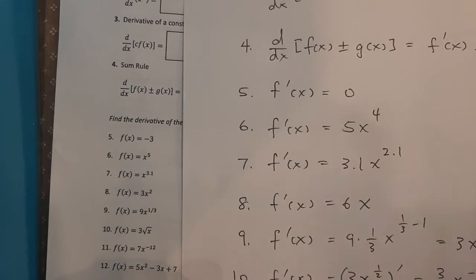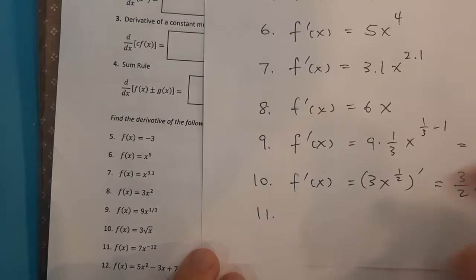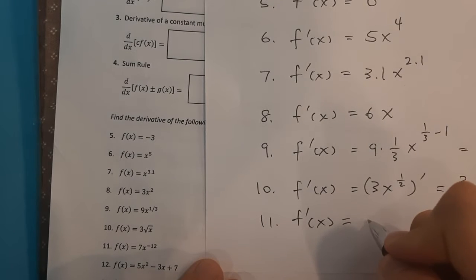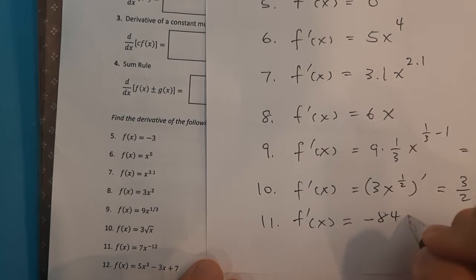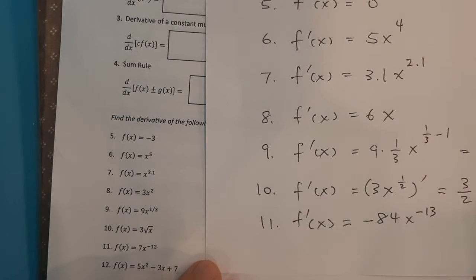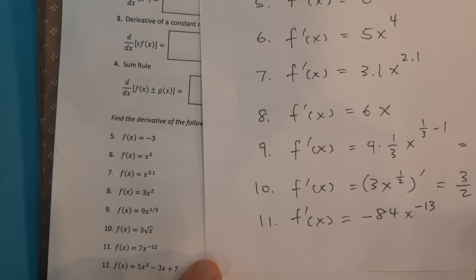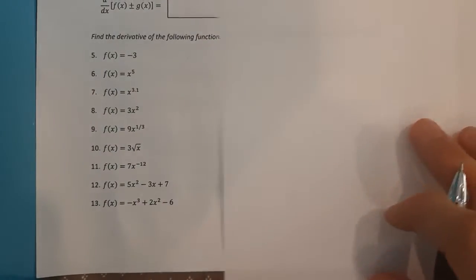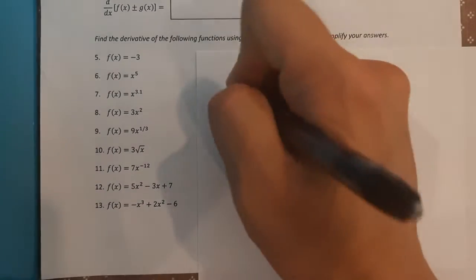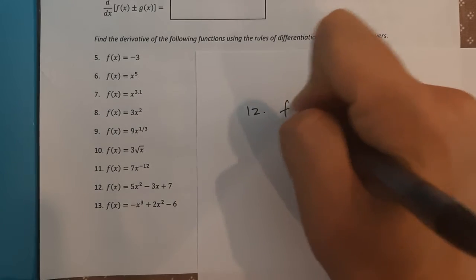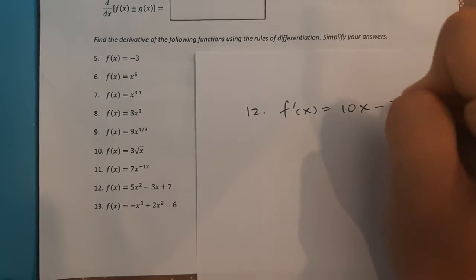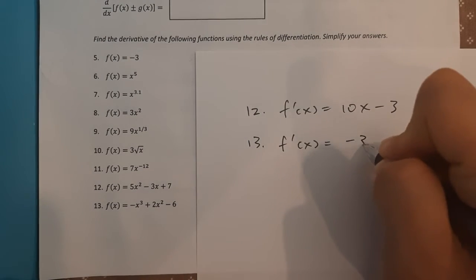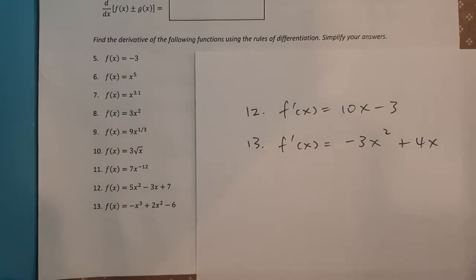So question 11, we also take the derivative. Here we got f prime of x equals negative 84x to the negative 13. So in question 12, f prime of x will be 10x minus 3. Question 13, f prime of x equals negative 3x squared plus 4x.